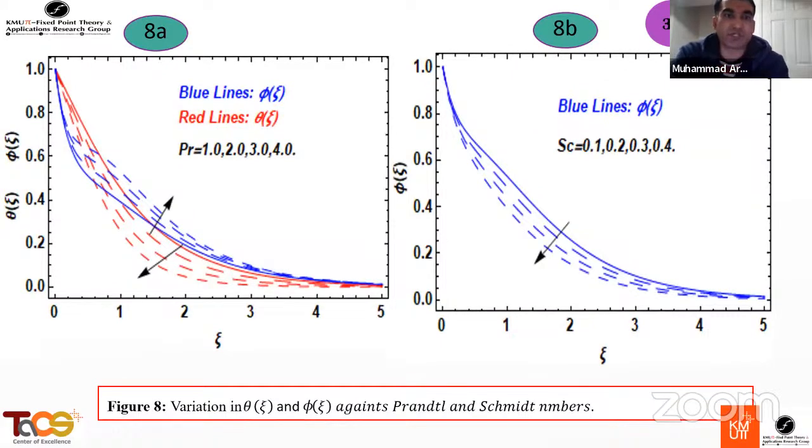Figure 8a shows the impact of the Prandtl number on the concentration and temperature of the fluid. Increasing the Prandtl number is responsible for decelerating, or decreasing, the temperature of the fluid, while increasing the concentration of the fluid. Similarly, the Schmidt number is highlighted on the concentration profile, which is given in figure 8b. From the figure, increasing the Schmidt number is responsible for decelerating the concentration of the fluid.